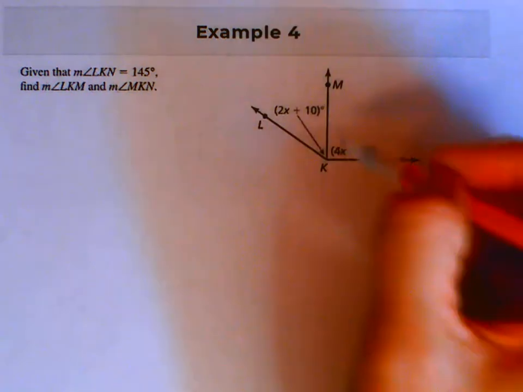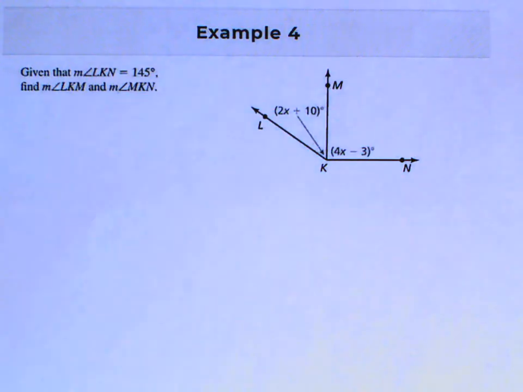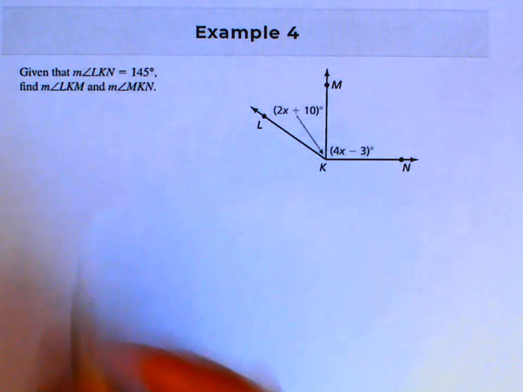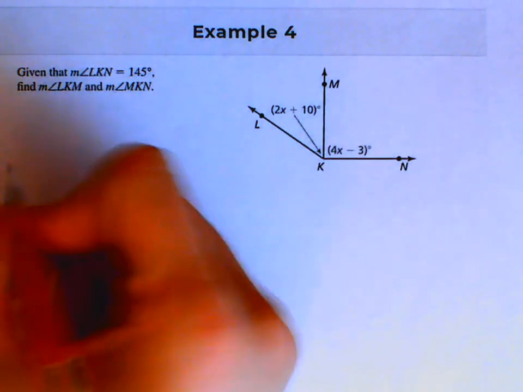So here's the thing. A lot of people make the mistake of equating these two because they're assuming that this ray right here is an angle bisector. Do not assume that it's an angle bisector unless it tells you or you have additional information that allows you to think that that would be true. But in this case, it's not. We're going to use the angle addition postulate.